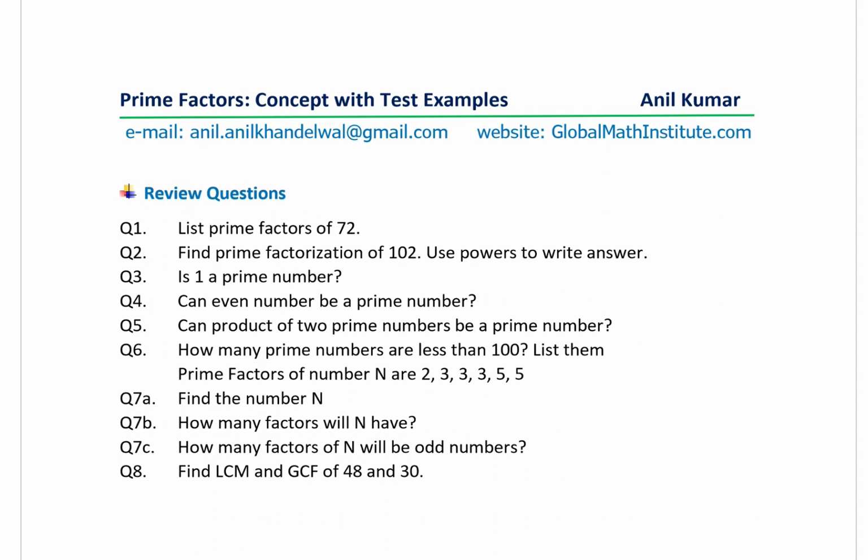You need to list factors of 72, find prime factorization of the number 102, use powers to write the answer. Is 1 a prime number? Can even numbers be prime numbers? Can product of two prime numbers be a prime number? How many prime numbers are less than 100? List them. Prime factors of number n are 2, 3, 3, 3, 5, 5. Find the number, right? How many factors will n have? How many factors of n will be odd numbers? And find the LCM and GCF of 48 and 30. So these are your questions, which I'd like you to pause the video and answer them.